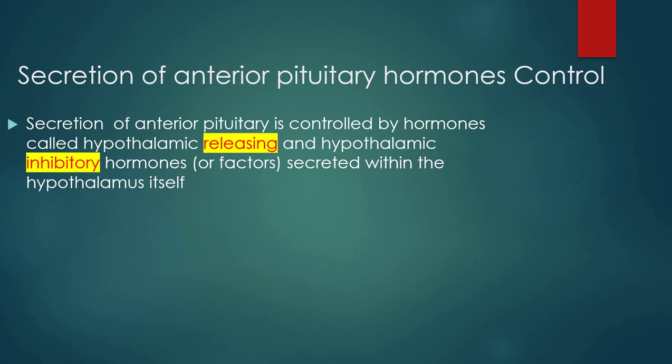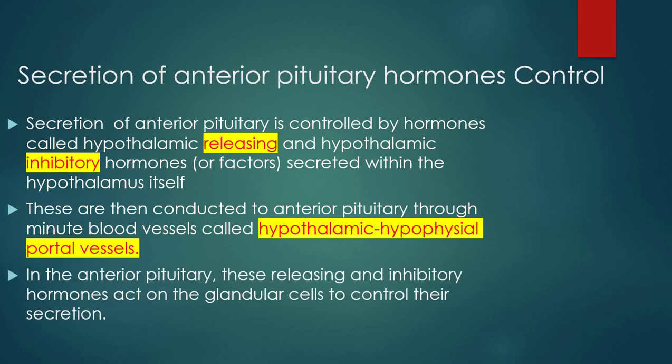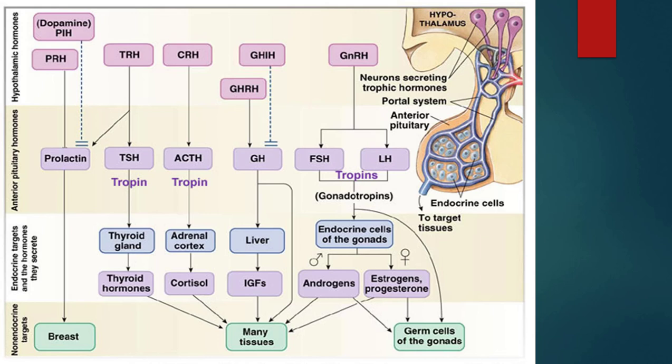These signals, hormones, or factors are secreted in the hypothalamus and then sent to the anterior pituitary. They are conducted to the anterior pituitary through minute blood vessels called the hypothalamic-hypophysial portal vessels. In the anterior pituitary, these releasing and inhibitory hormones act on the glandular cells to control their secretions. Here you can understand the mechanism.